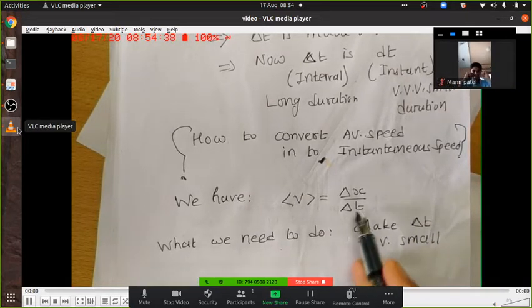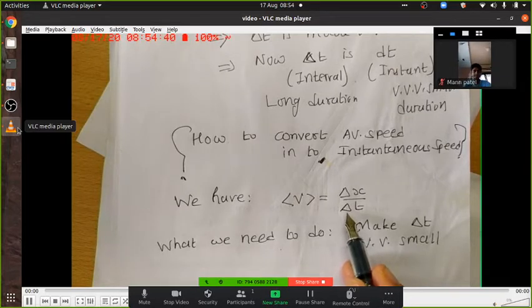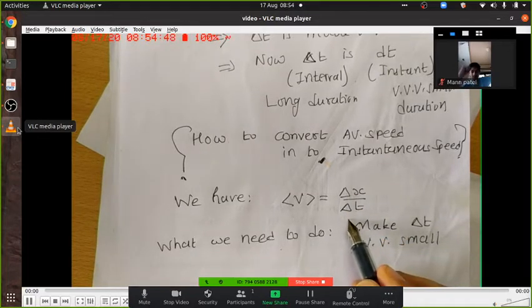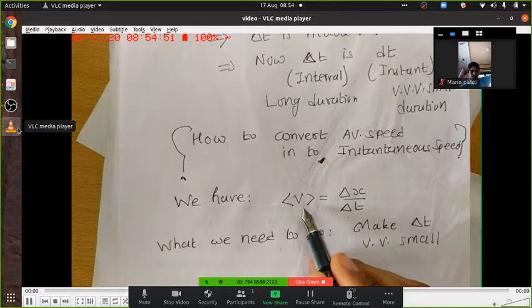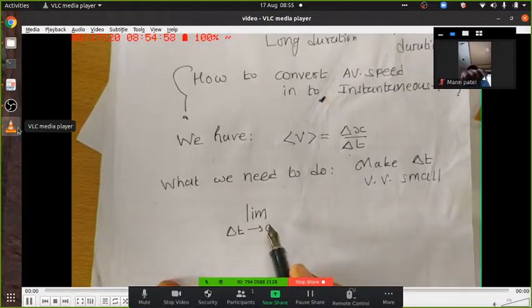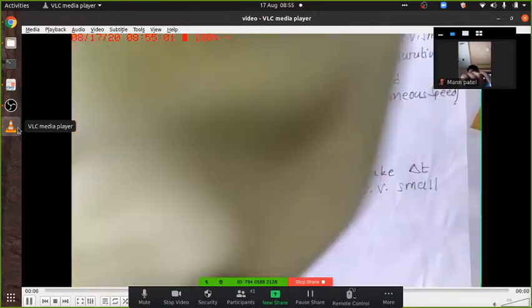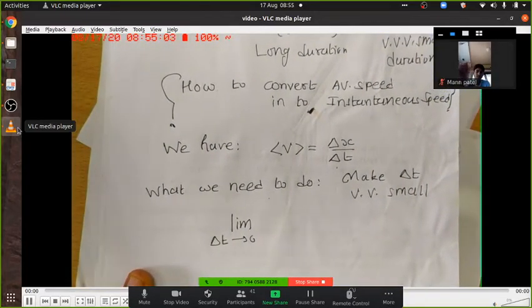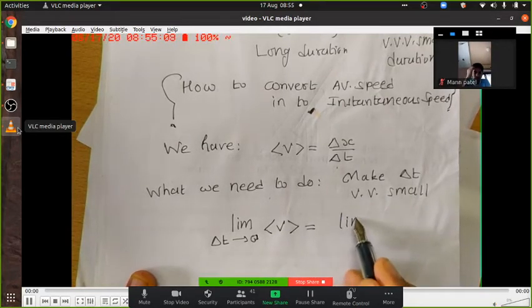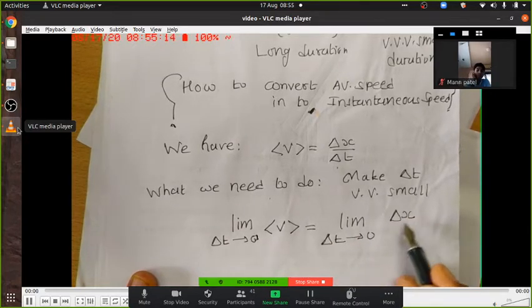If it is a long duration, it will give us large displacement, and then you end up with large displacement divided by large time interval, so average. But now you make the time interval very very small, so symbolically we write like this: limit delta t tends to 0 while measuring average velocity. So same thing I have to write on the right side. Delta t tends to 0 in the measurement of delta x by delta t.